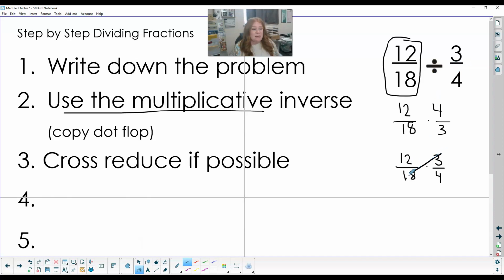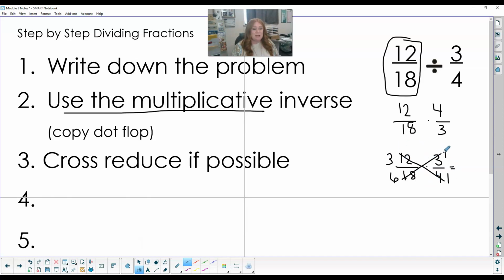So I notice that 3 and 18 have a common factor. 3 can go into both of them. 3 divided by 3 is 1. 18 divided by 3 is 6. I also notice that 12 and 4 have a common factor. 4 divided by 4 is 1. 12 divided by 4 is 3. So I'm just simplifying ahead of time. I could also simplify 12 and 18. So you're always doing one numerator to one denominator. You can't just do a cross. That doesn't work. I can't just simplify numerators.